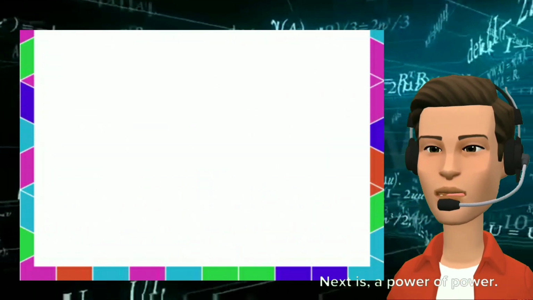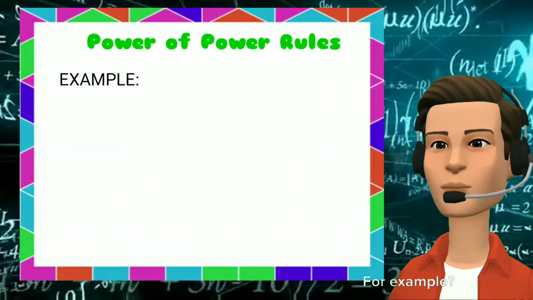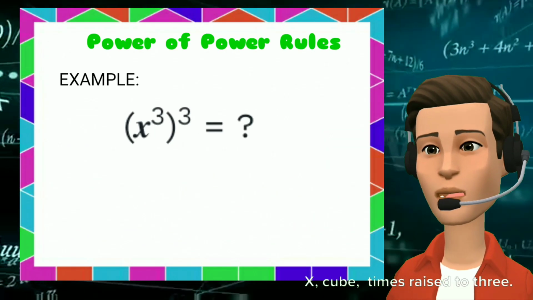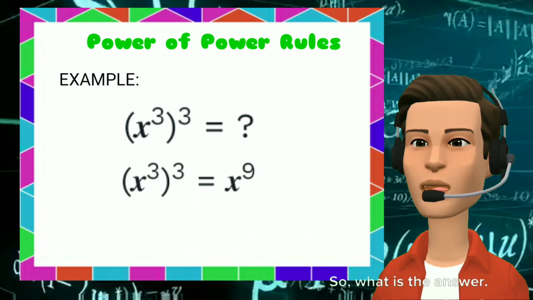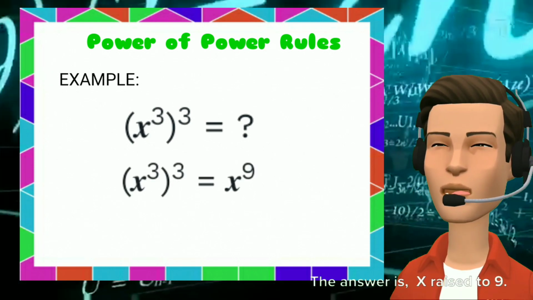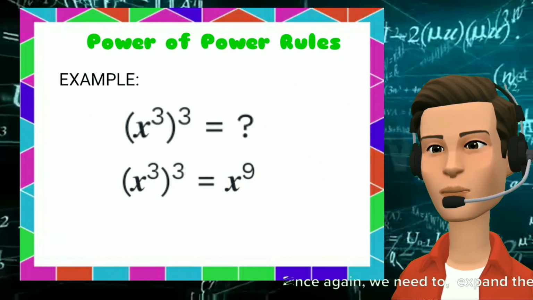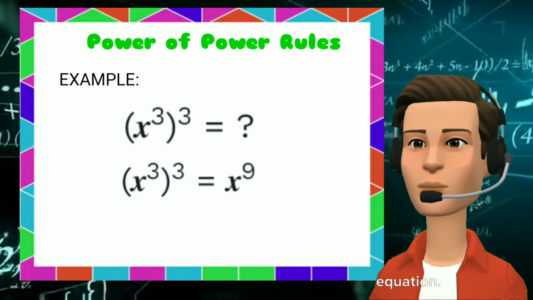Next is the power of power. For example, x cubed raised to 3. So, what is the answer? The answer is x raised to 9. Once again, we need to expand the equation.